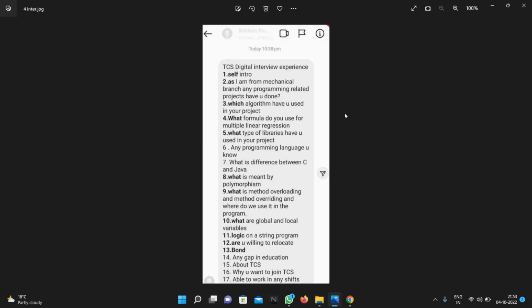So in this way, the interviewer mainly asked questions related to your project and OOPS concepts, the difference between C and C++, C and Java, C and Python, self introduction, some questions on global and local variables, and some questions on databases. In the HR round, they mostly ask about the bond period, willingness to relocate, night shift, and why you want to join TCS. So all these questions are asked in every interview.